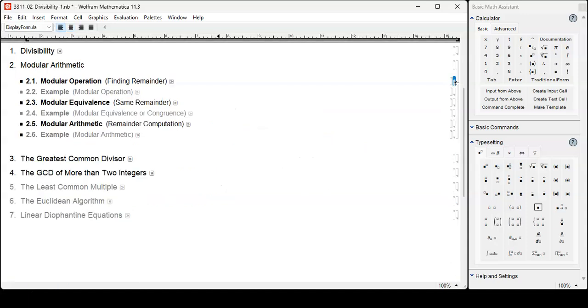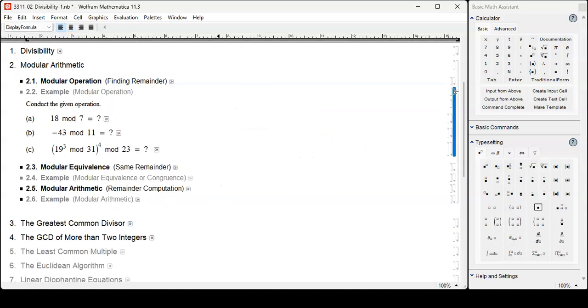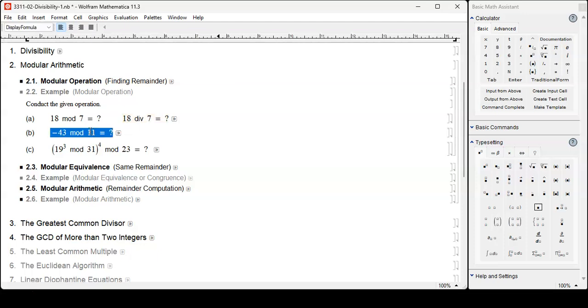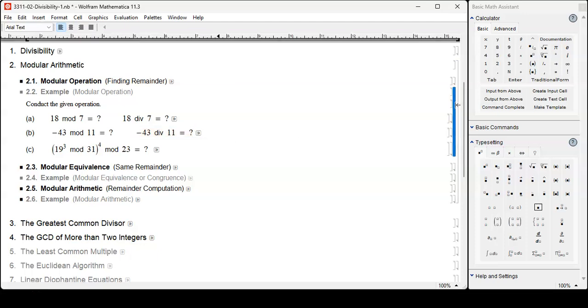Okay, those are the definitions. How about some example problems? Okay, here's one. 18 mod 7. Also, I can consider 18 div 7 as well, because mod operation is a little bit more important. In this notebook, I just wrote mod operation, but I can also consider div operations as well. Okay, what are those? If you want to try, stop the playback and try. What do you get? Well, time's up.